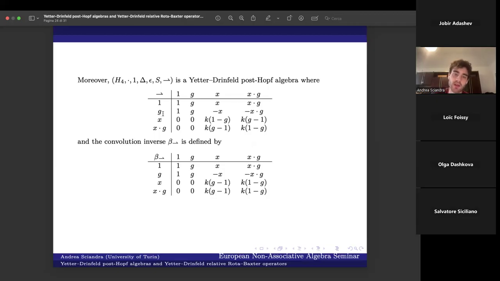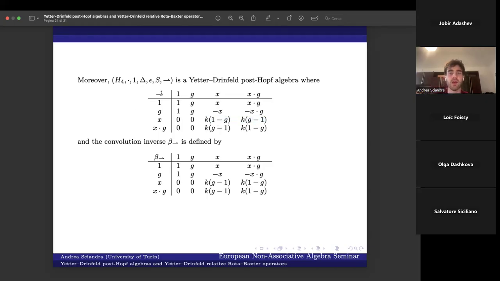The action of G over 1 and G is the identity, while it is trivial, and over X and XG it is just given by minus X and minus XG, while X gives 0 when acting on 1 and G, while it gives these expressions here when acting on X and XG. And for XG, you just have these with different signs.